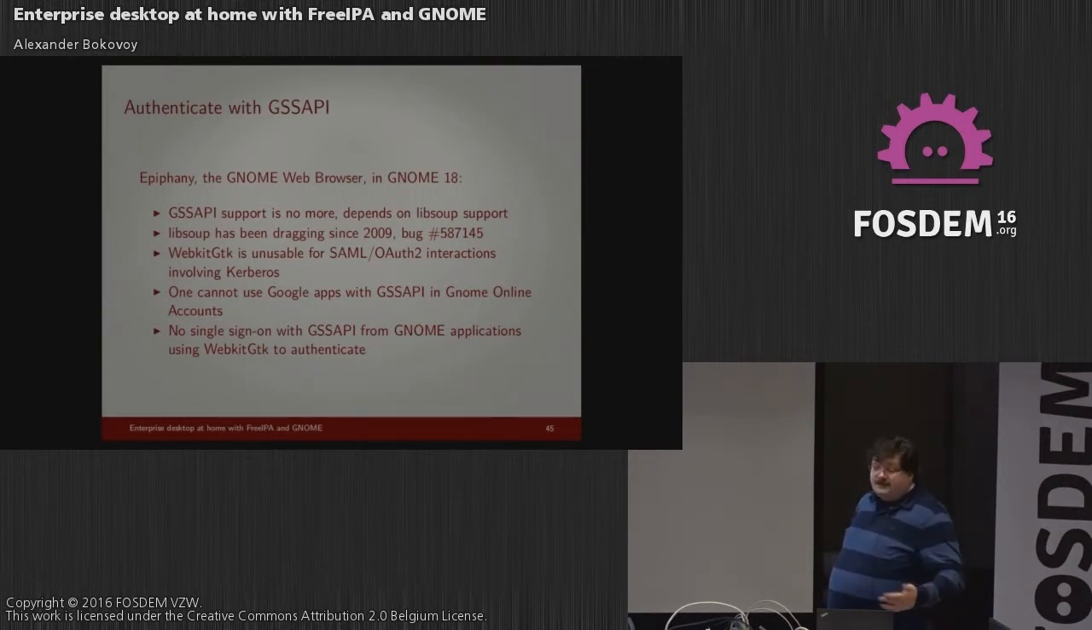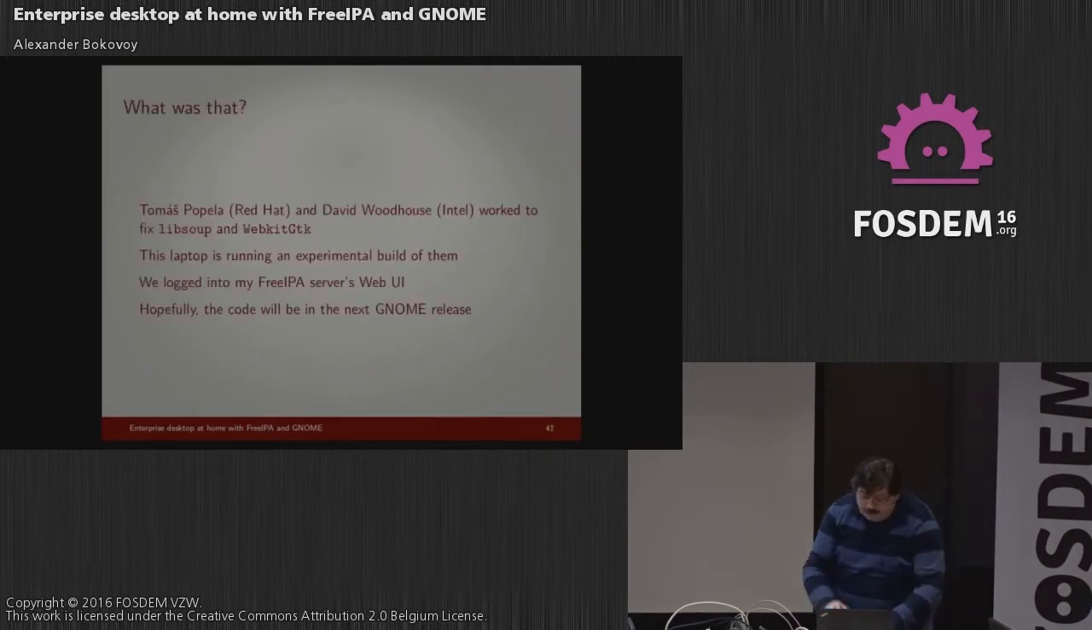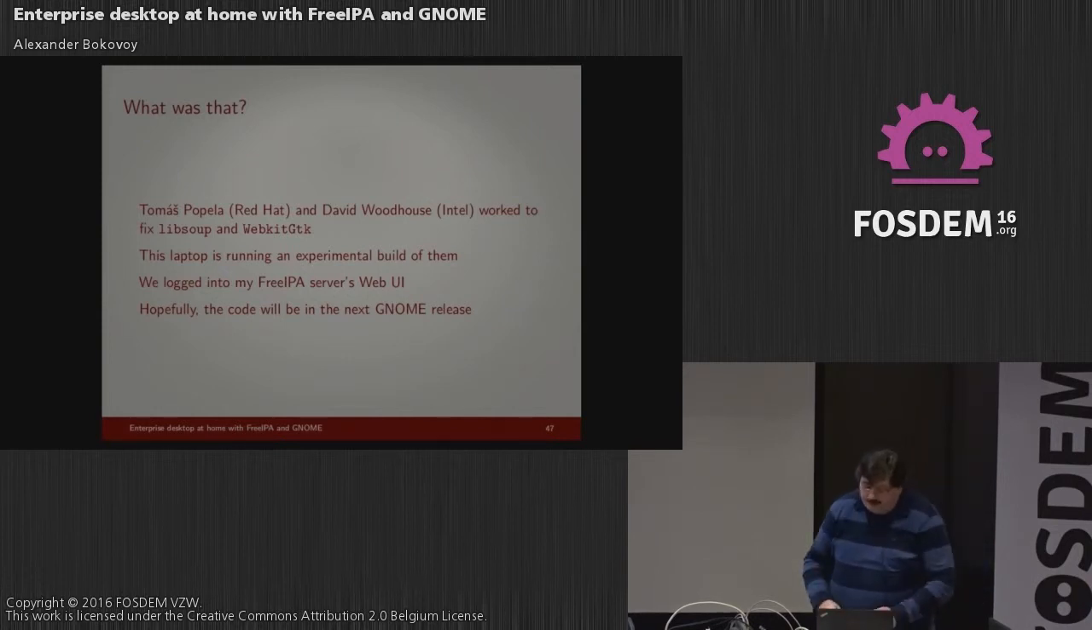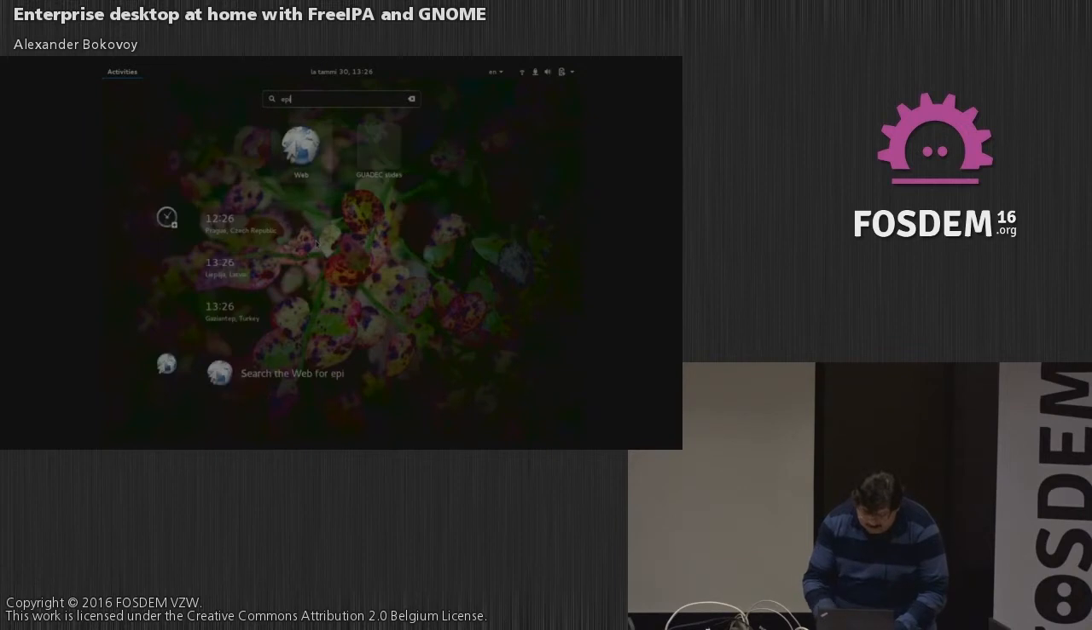So this was the state when I presented this to GNOME developers in August at GUADEC, the annual conference. And we started from there, and we got to the point that we have some patches that implement GSSAPI in libsoup and allow us to do single sign-on at the application level in the browser. So Tomasz Popiela from Red Hat and David Woodhouse mostly fixed it. It has some bugs, but they can be weeded out. So for the basic Kerberos scenario, things are working pretty well. This laptop runs this build.